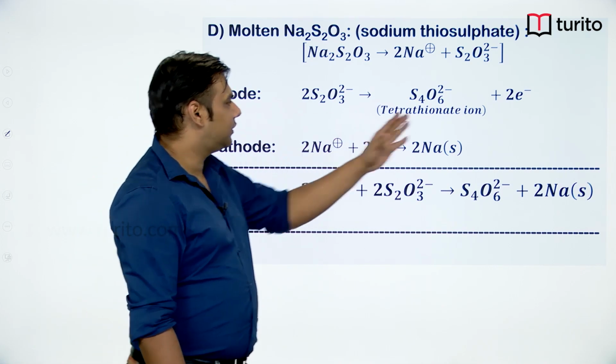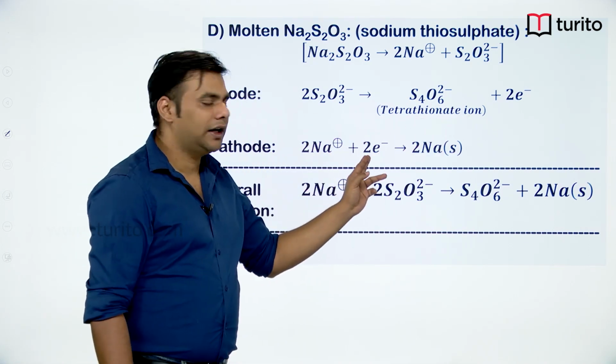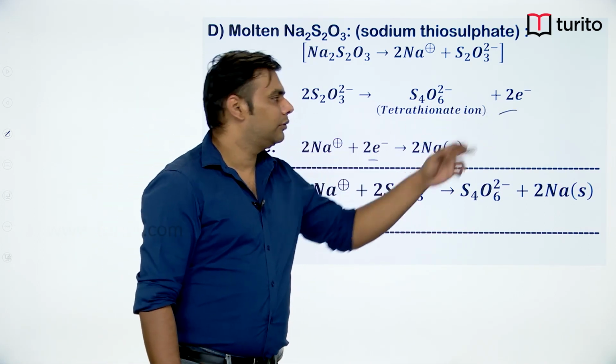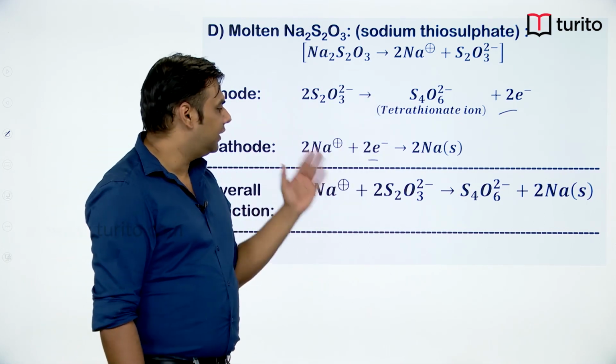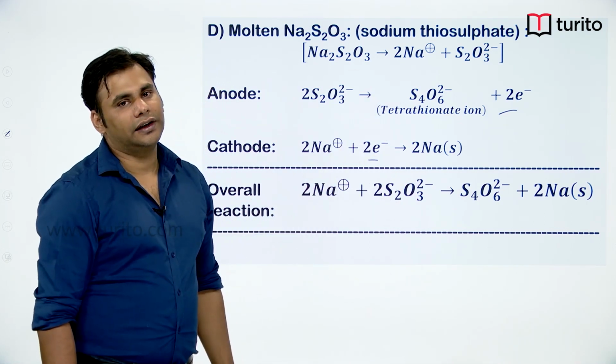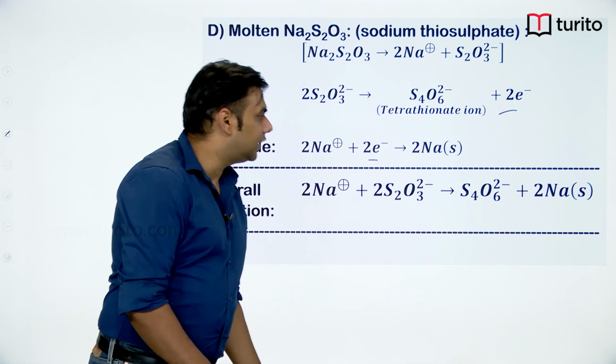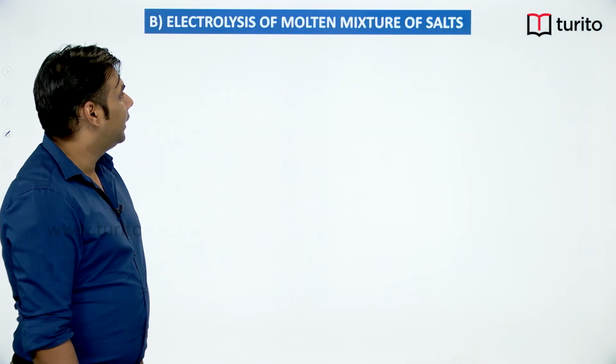Okay, so when you multiply this reaction by 2 so that the number of electrons on both sides becomes the same, just add them, and we'll get this as the final reaction. I hope this is clear to you. Now let us take the example of electrolysis of a molten mixture of salts.